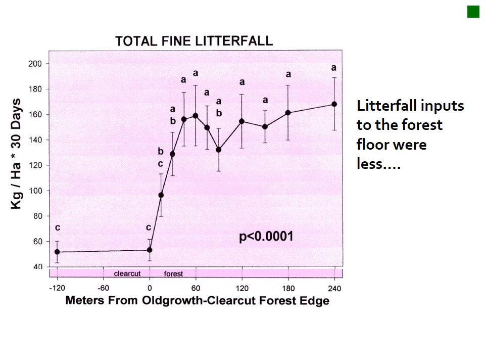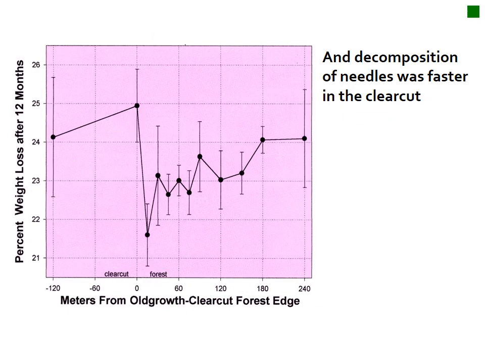Litter fall inputs: obviously, you don't have any trees, so certainly less litter fall. And then because of this diurnal swing in the temperature, decomposition is going to be faster in the clear cut. You get more snow accumulation, more water accumulation, more higher temperature changes. So the decomposition of any type of litter, in terms of nutrient dynamics, after the fire is going to be completely different.